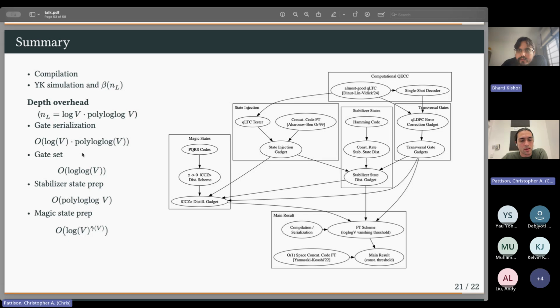Sorry, can you repeat again? Where was this log coming from? The gate serialization? Yeah.